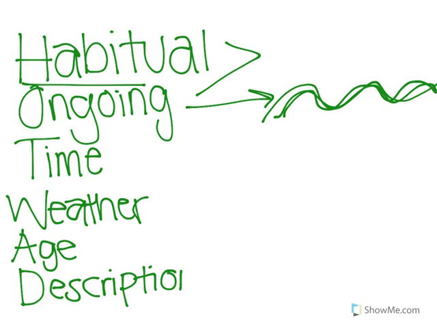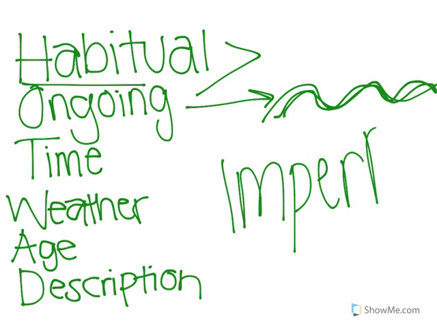Here we have description. Anything describing the situation. So the store was very busy. The people were angry. Any kind of description where you're describing some details of your story, you're going to use imperfect. So this is the imperfect sheet. We'll just keep that clear.